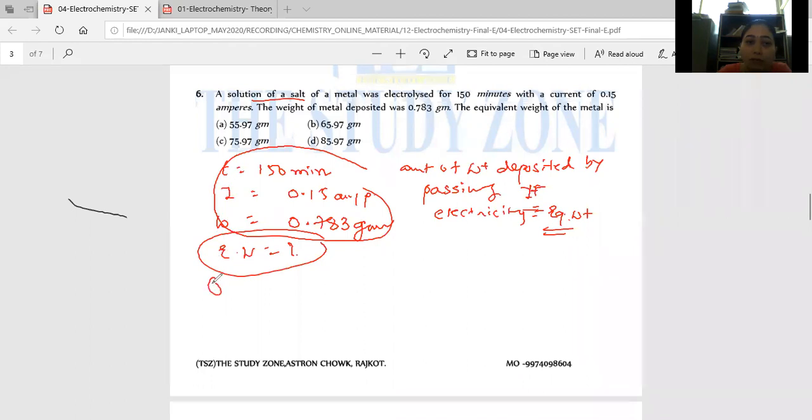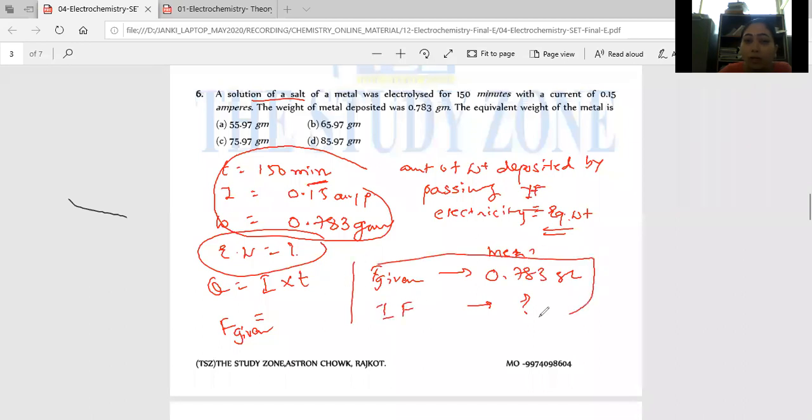Simply, I and T are given. You can find out Q is equal to I into T. Take care, time is given in minutes. Find out Q, then convert Q into Faraday. This is the given Faraday, from I and T. For the given Faraday, how much weight do we get? 0.783 gram is the weight of metal deposited. Then how much weight do we get if we have 1 Faraday? Simple, you need to apply this logic.